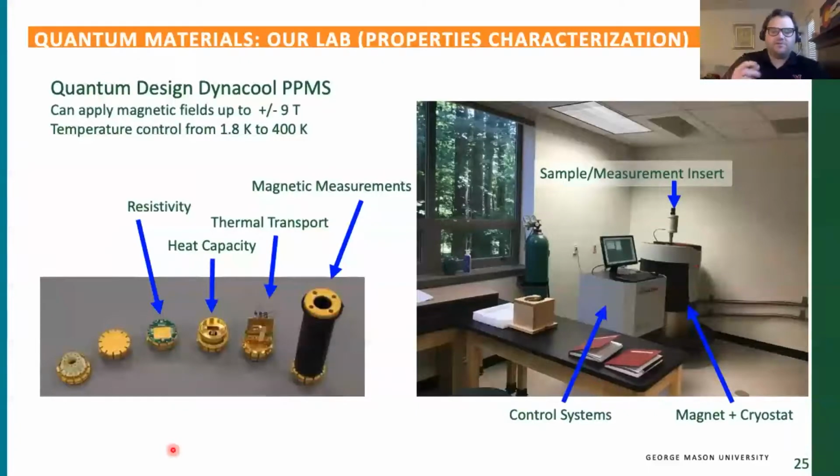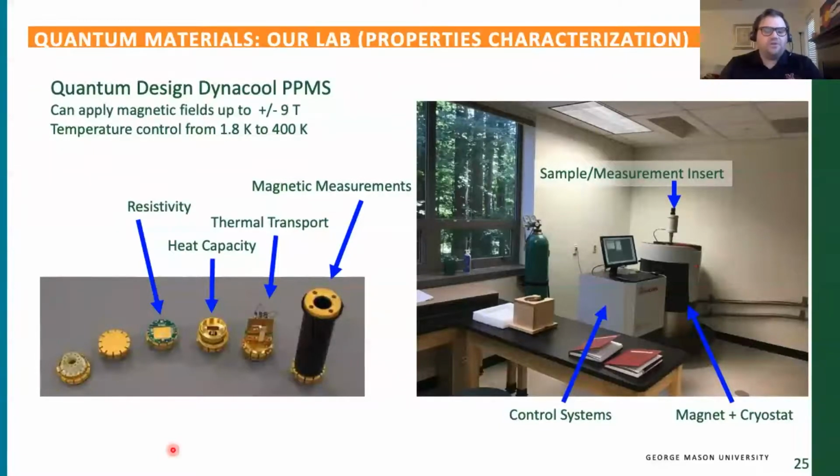This can reach a field strength of 9 Tesla. And for reference, the Earth's magnetic field is about 30 micro Tesla. Some of the strongest neodymium magnets that some of you may have held in the past are only a few tenths of a Tesla. So 9 Tesla is quite large in such a versatile space.